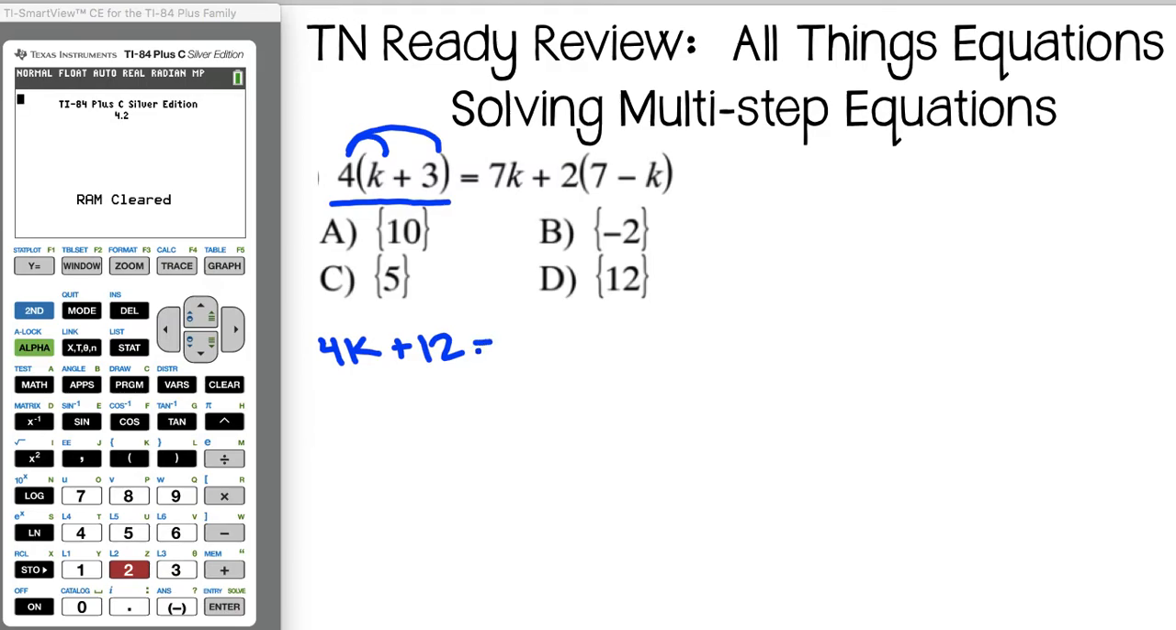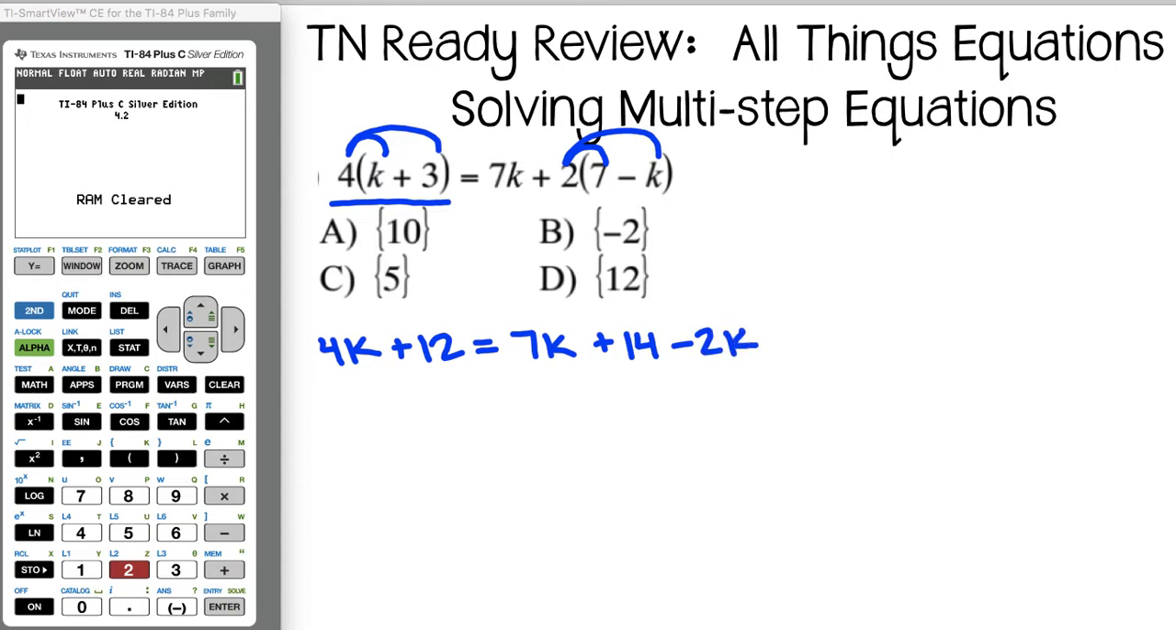Then I'm going to draw my equal bar. I didn't do anything to the 7k, so I'm going to drop it down. And then I'm going to clear this other grouping symbol. So 2 times 7 is 14, and 2 times negative k is negative 2k.